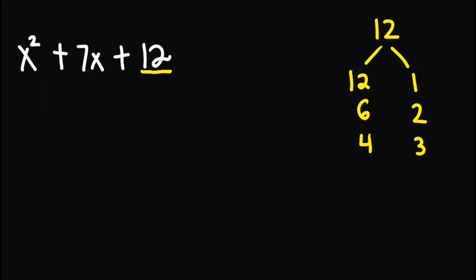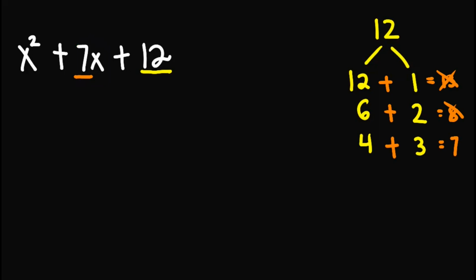And from here, what we do is we add these factors and see which would be equal to this one. So adding this will be 13, so this one is wrong. Adding this would result to 8, so this one is wrong. And this one, 4 plus 3, would give us 7. So this matches with the term in the middle.